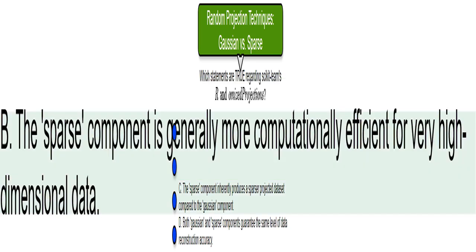This statement is about efficiency. Sparse projections use a matrix with mostly zeros. Imagine a huge spreadsheet, mostly blank. Doing calculations is quicker with fewer numbers. This makes it particularly better for large datasets, lots of features.